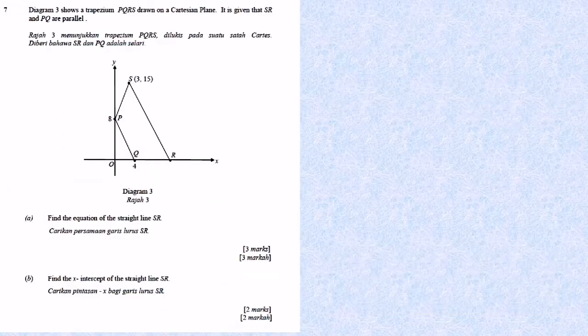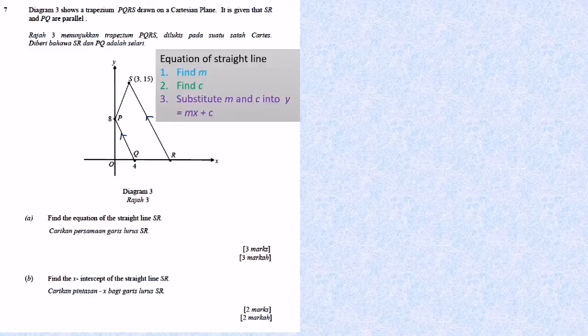Question number 7. Diagram 3 shows a trapezium PQRS drawn on a Cartesian plane. It is given that SR and PQ are parallel. Find the equation of a straight line SR. To find the equation of straight line SR, we will use these steps.